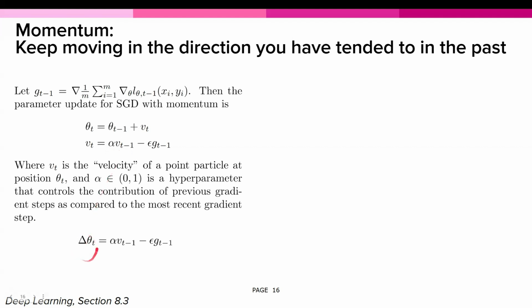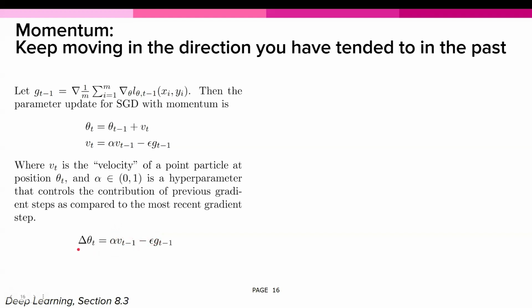And then the overall weight update, delta theta t, is influenced by both the current gradient and the accumulated velocity. So, current gradient scaled by epsilon and the accumulated velocity v t scaled by alpha.